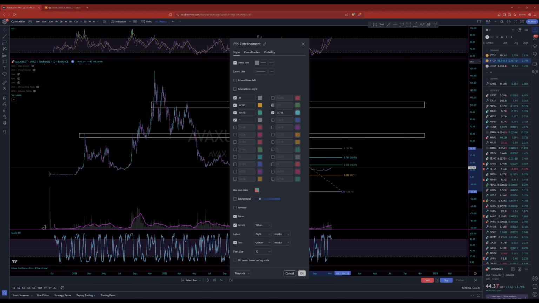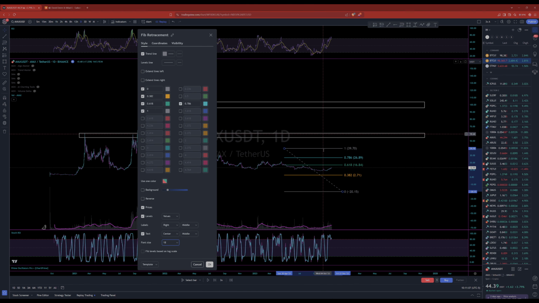Remove the 236 and the 0.5. Increase the font size if you want. I like the 18 because I have a big monitor. I suggest keeping the trend line there just to learn, because it matters drawing it from top to bottom and bottom to top. In this example, top to bottom, you can see that's a downtrend, and that means we found a top and a bottom. We want to see where price will react, and each level has a different weight of significance.